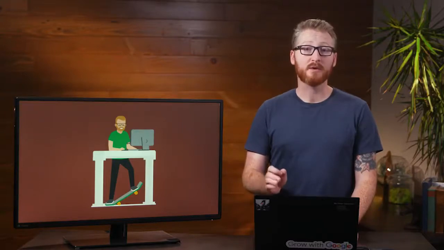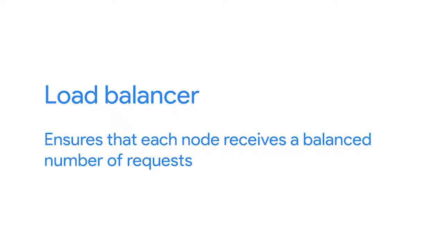Whenever we have a service with a bunch of different instances serving the same purpose, we'll use a load balancer. A load balancer ensures that each node receives a balanced number of requests. When a request comes in, the load balancer picks a node to serve the response. There's a bunch of different strategies the load balancer uses to select the node. The simplest one is just to give each node one request, called round robin.